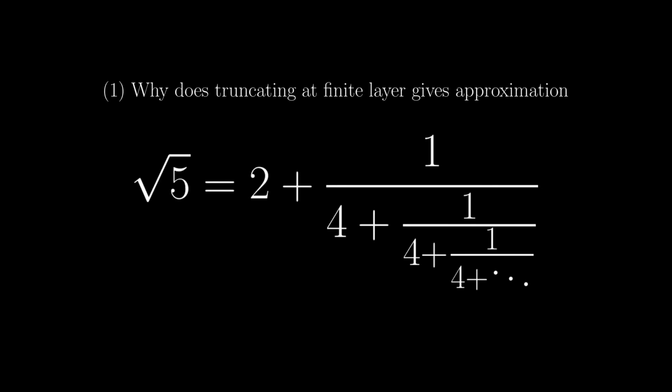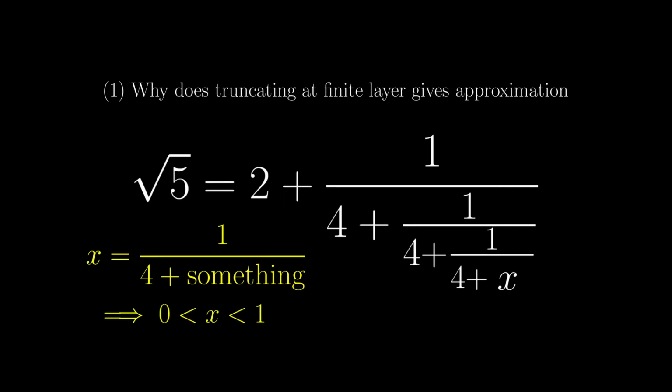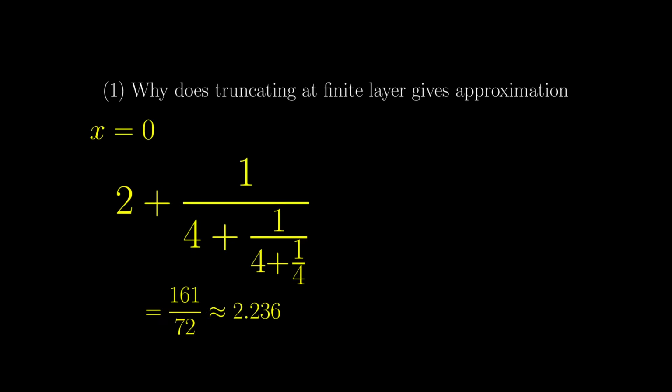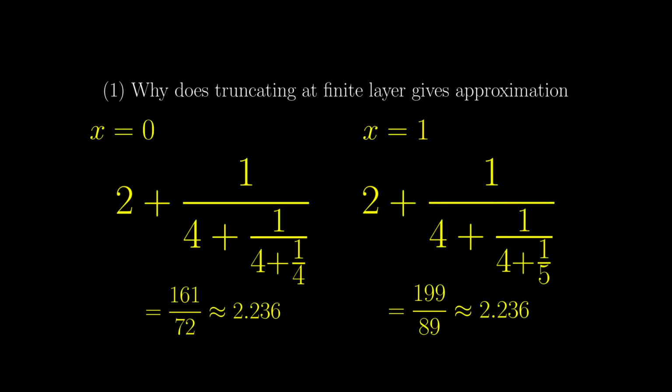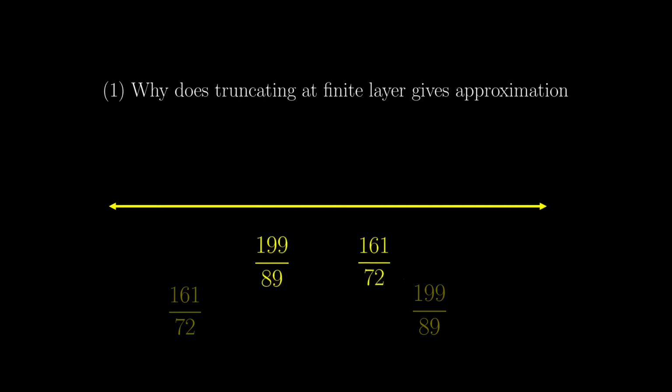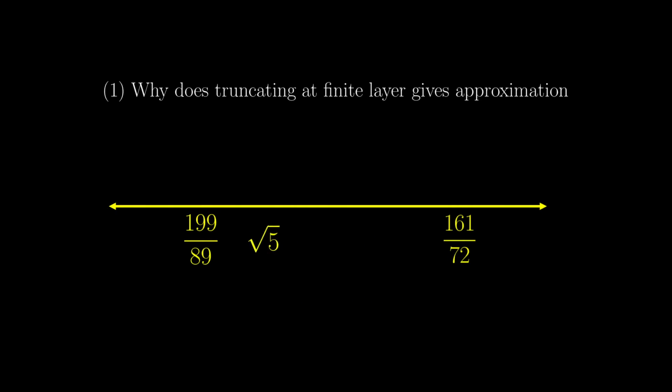For the first bit, we use square root of 5 as an example, which has the continued fraction expression shown on screen. We denote everything in the ellipsis by x, then x has to be between 0 and 1. By letting x equal 0, we have the fraction to be roughly 2.236. And by letting x equal 1, we have the fraction to also be roughly 2.236. Since x is between 0 and 1, the real value of square root of 5 must be between these 2 fractions. As you can see, these 2 fractions are already very close to each other, and in fact closer when we truncate at a lower layer. Therefore, the sequence of truncated continued fractions would get closer and closer to square root of 5.